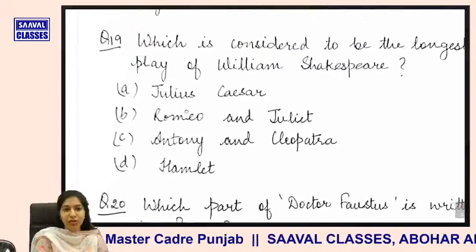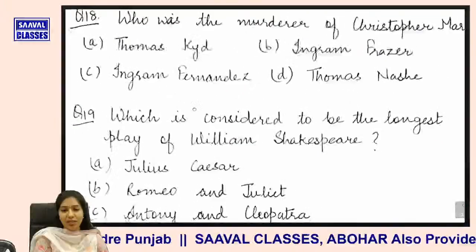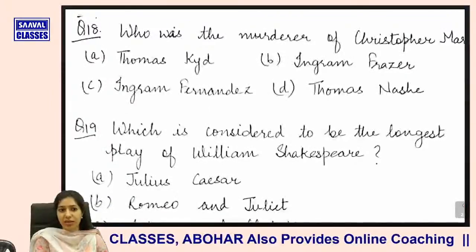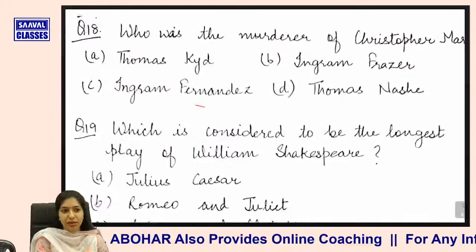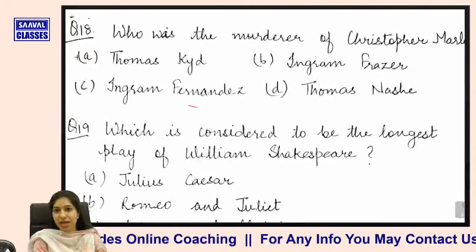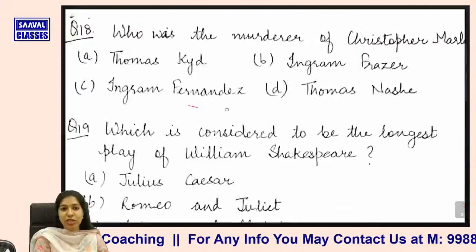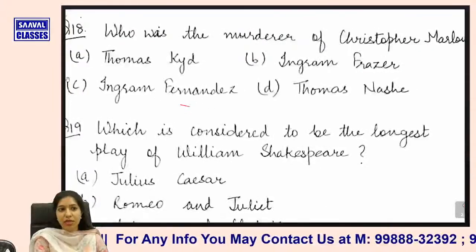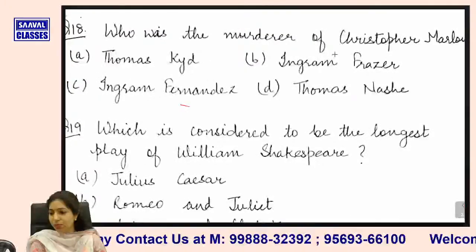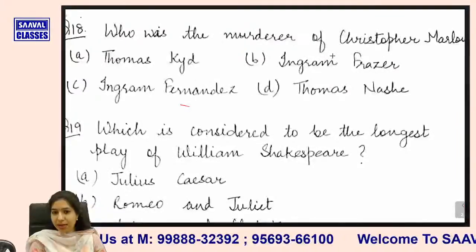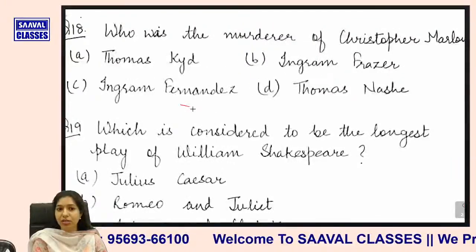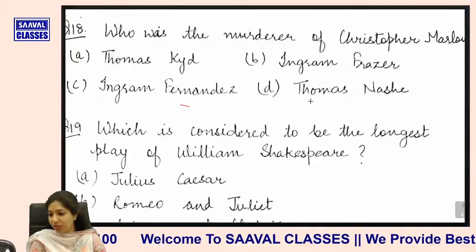Now moving on to the next question, which is question number 17, is missed. By chance, the numbering is a little bit mistaken, so you can consider this as question number 16. So the question is, who was the murderer of Christopher Marlowe? We all know that Christopher Marlowe was murdered, stabbed by someone in a brawl. So was it Thomas Kidd, Ingram Fraser, Ingram Fernandez or Thomas Nash?